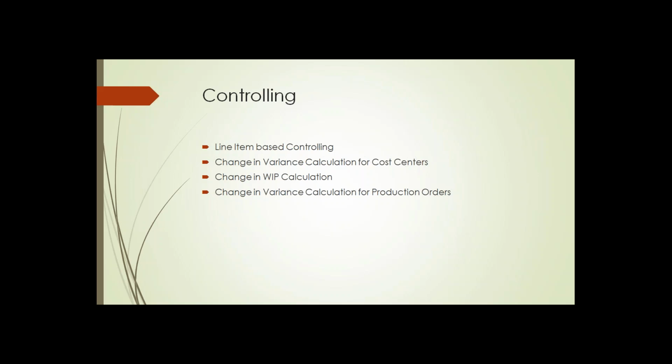There are some changes in the variance calculation. How the changes are, I'll show you when we see the system. There are changes in the WIP calculation and changes in the variance calculation for production orders. So there are some new transaction codes provided by SAP to perform all these transactions.